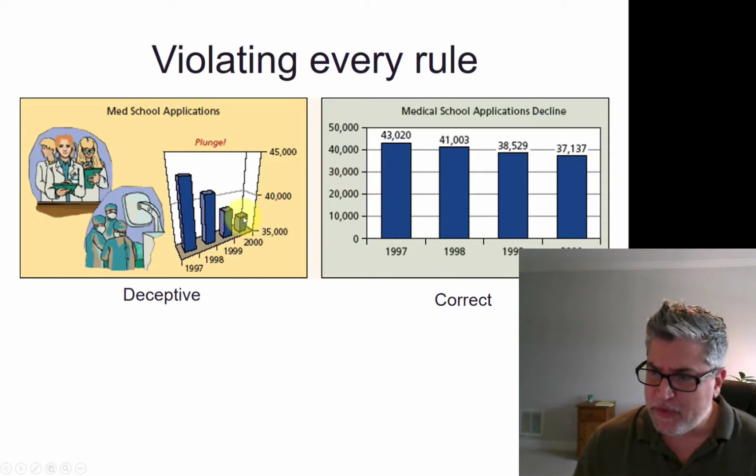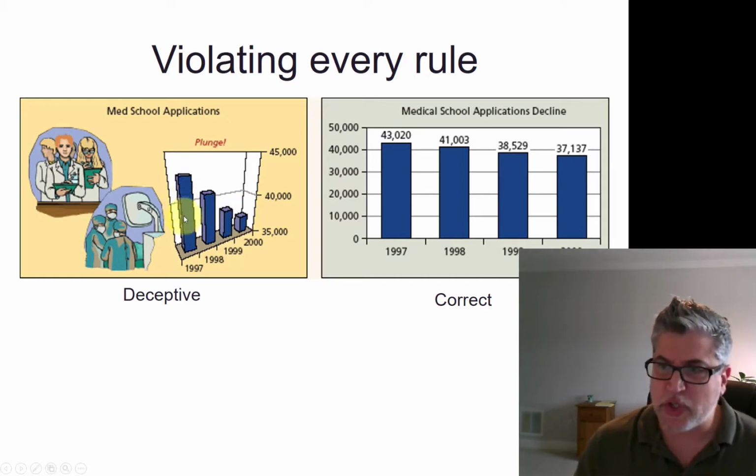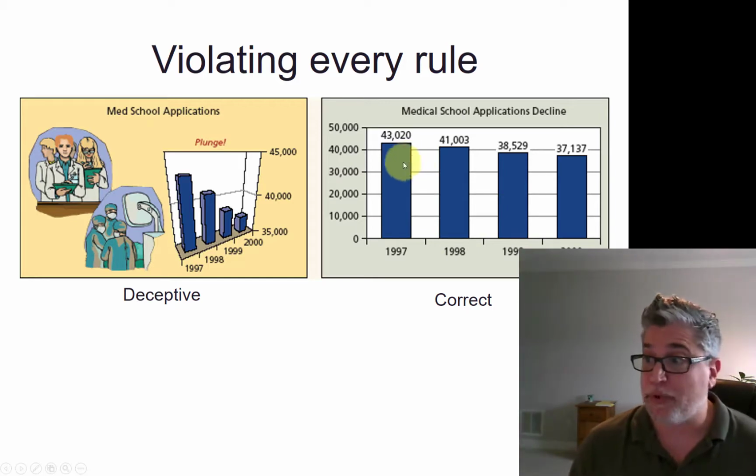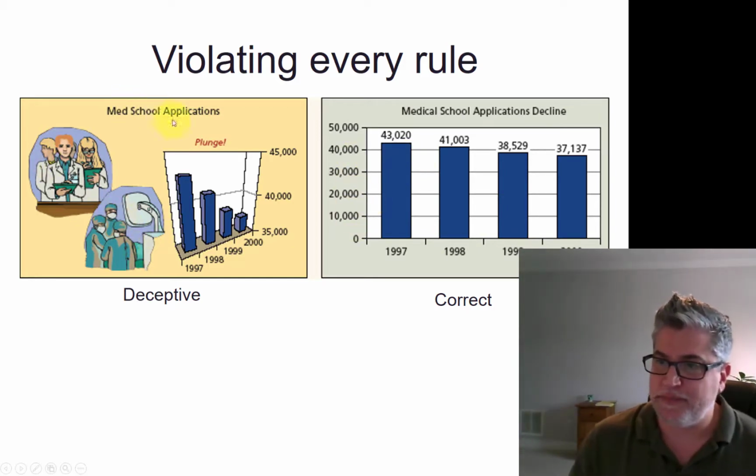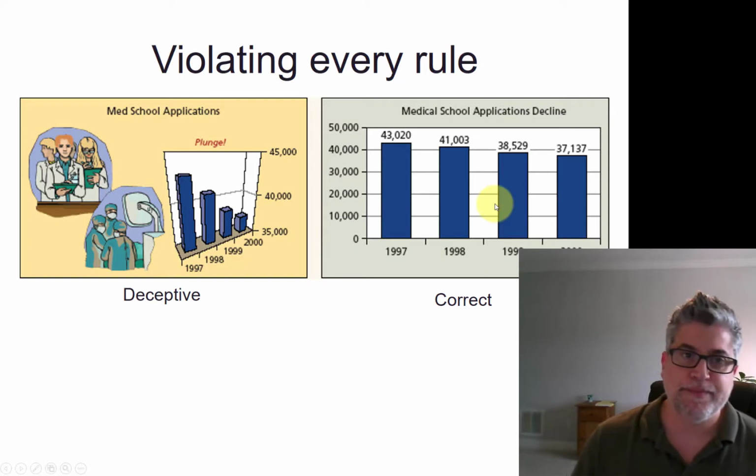So if you were just trying to go by visual proportions here, it looks like now we have 2/3 less med school applications. This thing looks 3 times bigger than this thing over here. But if you just drew a bar chart properly, without having all these weird pictures and telling you what to think and forced perspective and non-zero axes, you wouldn't be fooled.